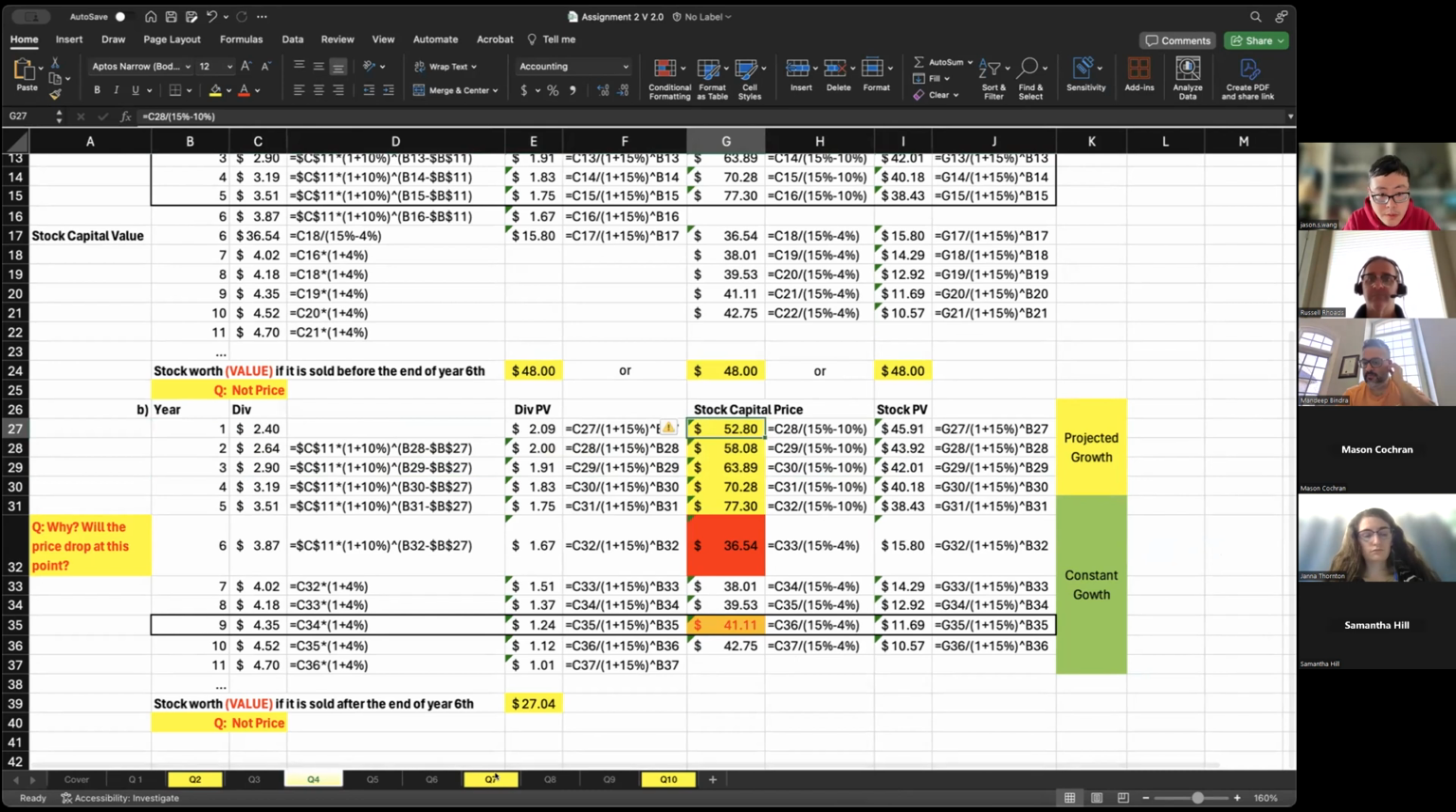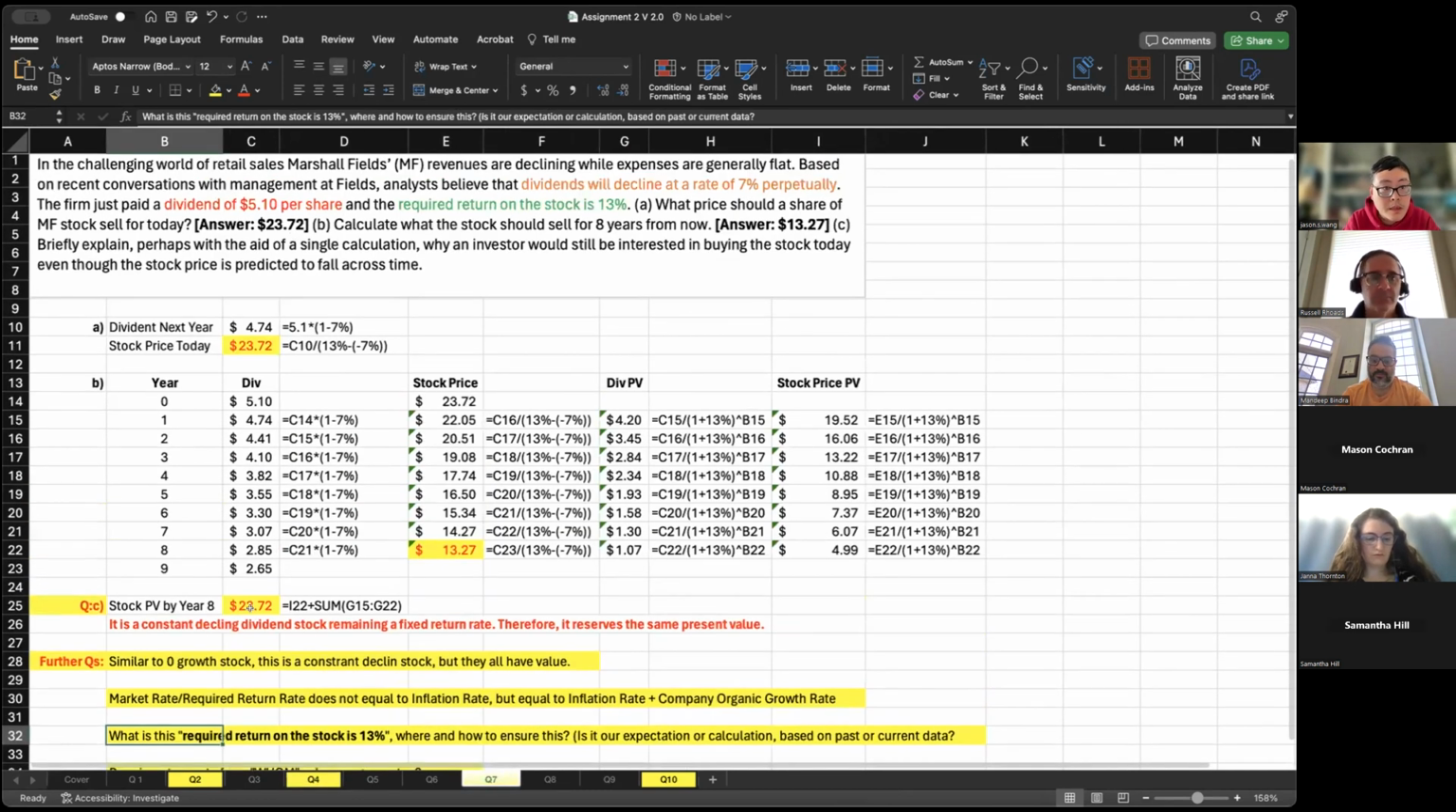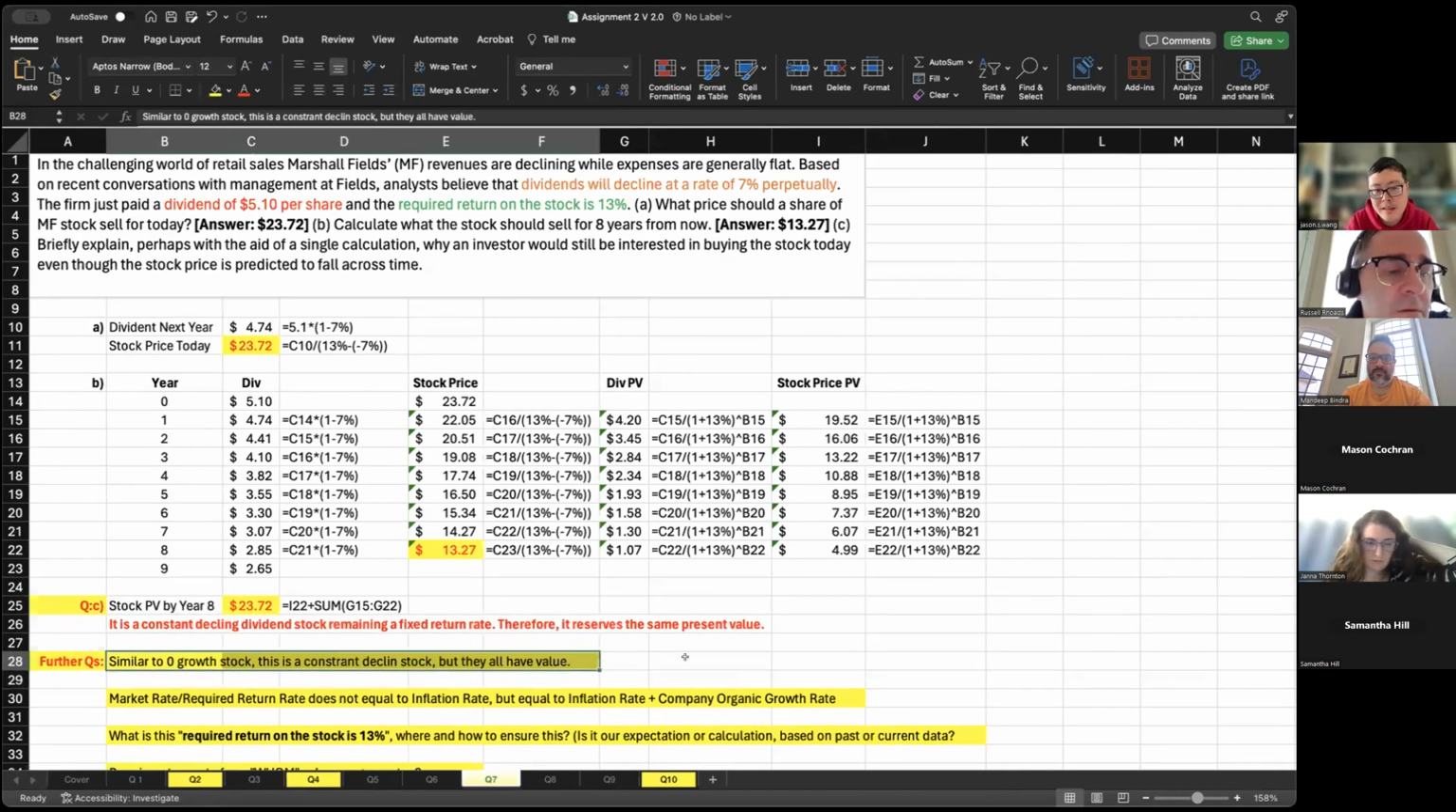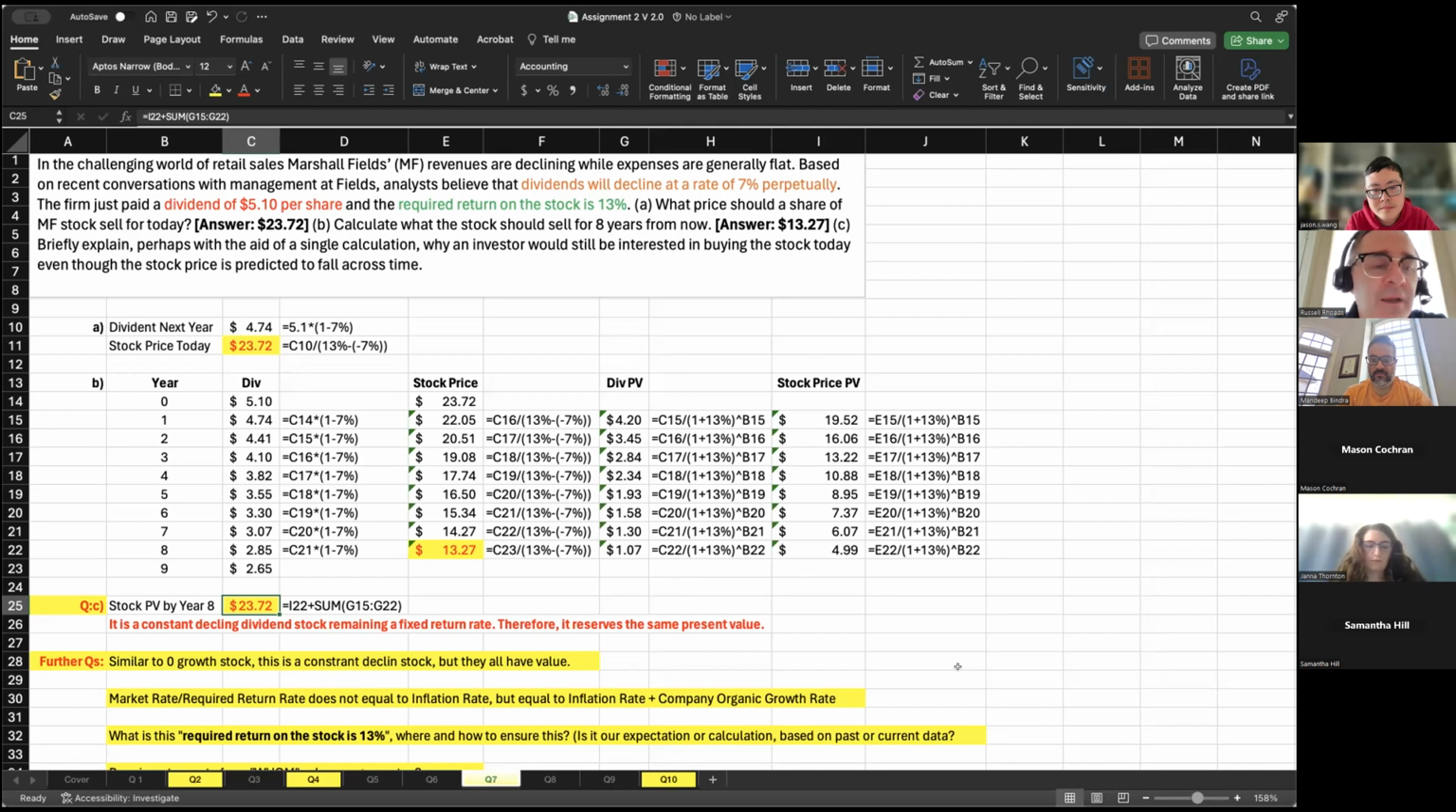And one last question, for this one I just want to confirm. So I get the answer here. Is it similar to a zero growth stock? It's just negative growth, but it still has value. Oh yeah, philosophically it's the same, but the math is different. Even though the year over year cash flows are going to be going down, the dividend's going to be going down, there's still value in each of those dividends.